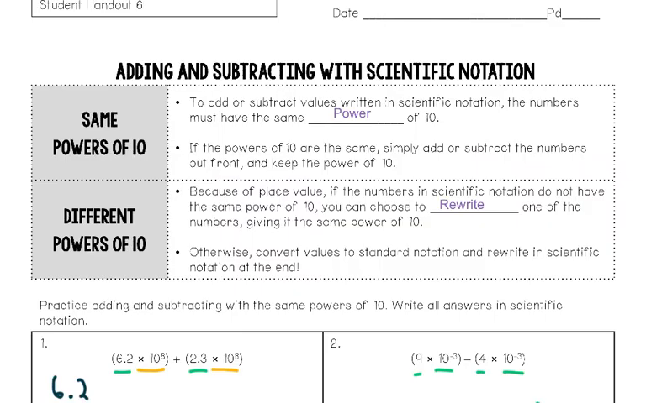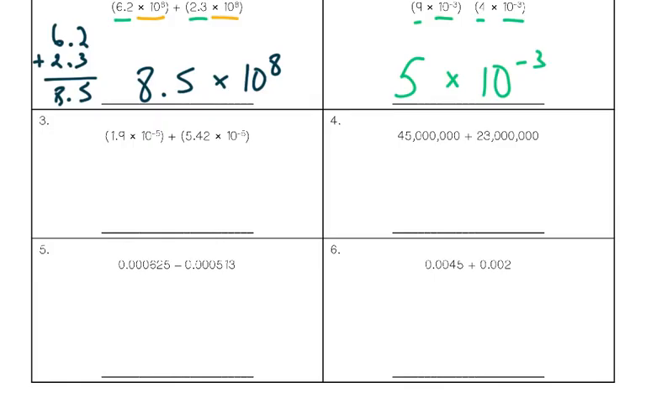If you didn't like that shortcut and you don't want to use the calculator, or you're not allowed to use the calculator, the other thing you can do is convert the values to standard notation and then rewrite in scientific notation at the end. So if that didn't work for you, let's try this last way. So let's try that with number 3. So obviously when you look at this, the easiest way to do this for me would be to just do 1.9 plus 5.42 and keep it written in scientific notation.